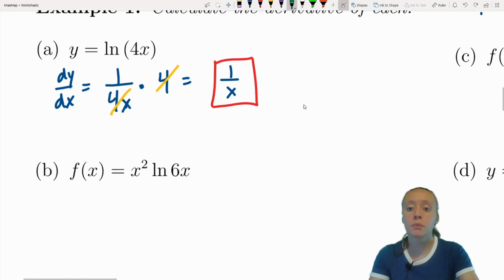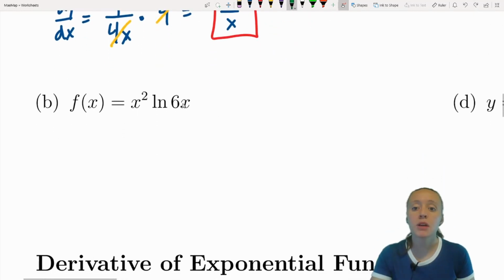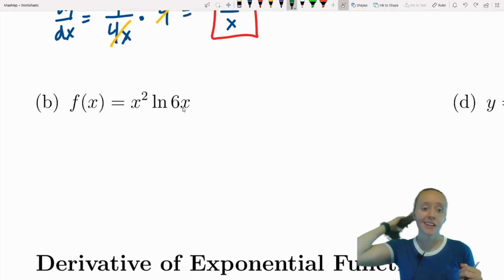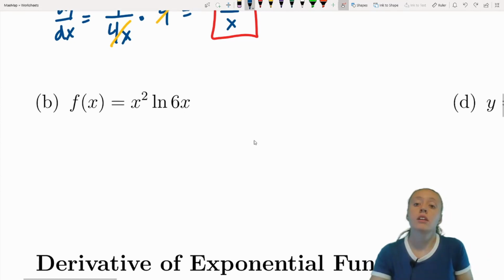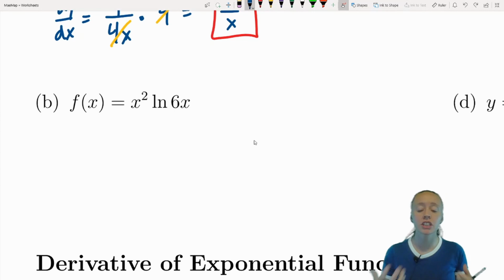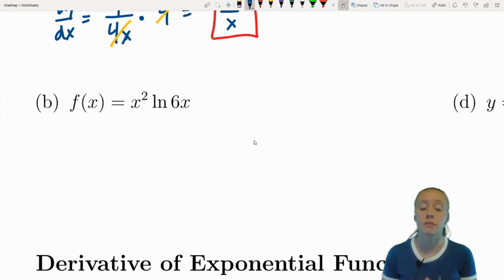Let's move on to part B. In part B, we have x squared times the ln of 6x. We have some function times another function. That's going to be the product rule. And remember, for the product rule, if you need to, feel free to bookkeep, especially since we're just now learning these logarithmic functions and their derivatives. However, I'm just going to talk through it, but feel free to write that bookkeeping method down.